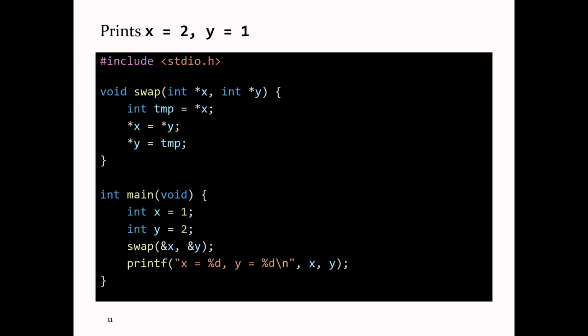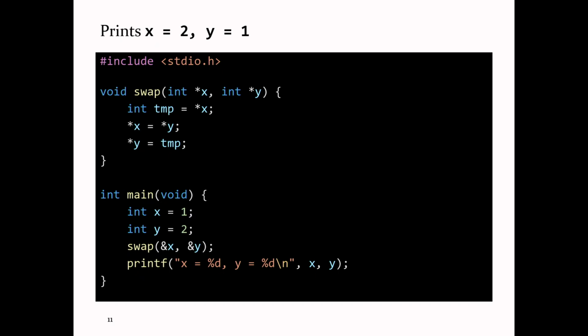Down here, when I call the function, I want to pass in x and y. But the function here is taking in a pointer, so I need the address of x and the address of y. The ampersand in front of a variable name is the address of operator in C. So this says pass the address of x to the function swap, pass the address of y to the function swap. Now swap switches the values of x and y.